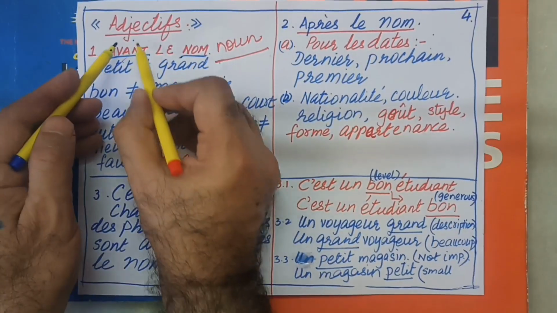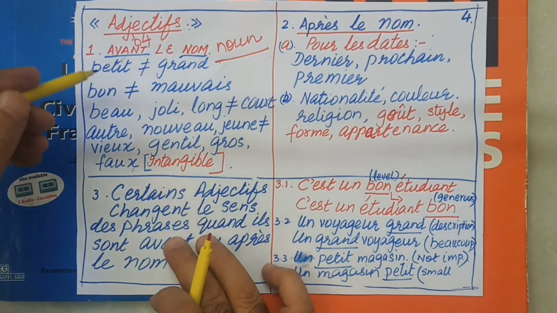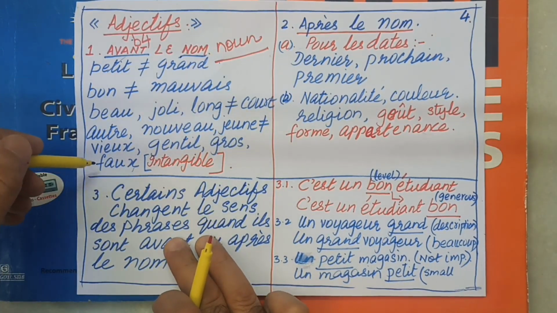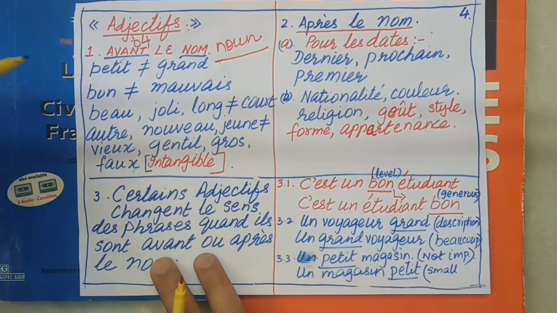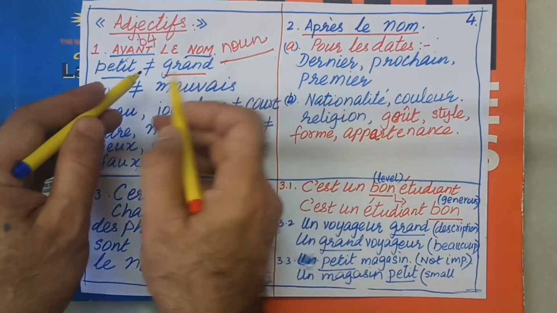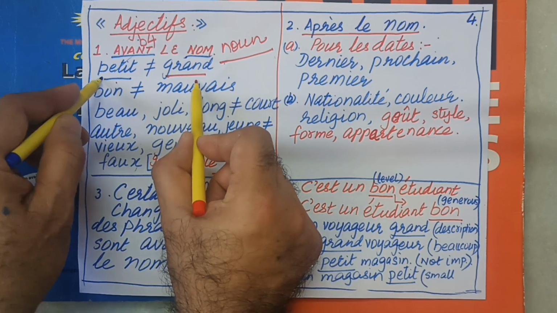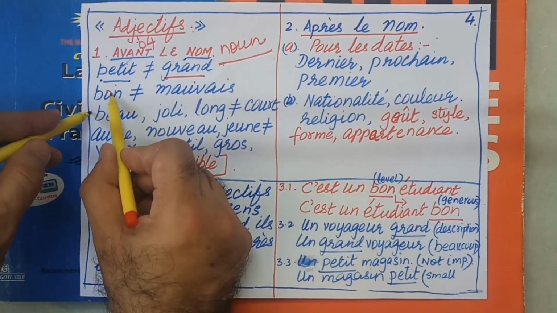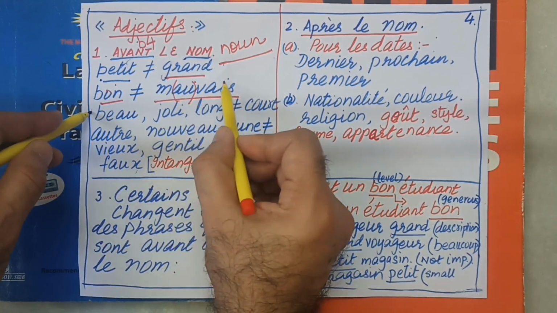And avant is before. So before the noun, you will use these adjectives that generally describe intangibilities, like petit, grand. These are opposites. Petit is small, grand is tall or big, bon is good, mauvais. Au is o, ai is a.